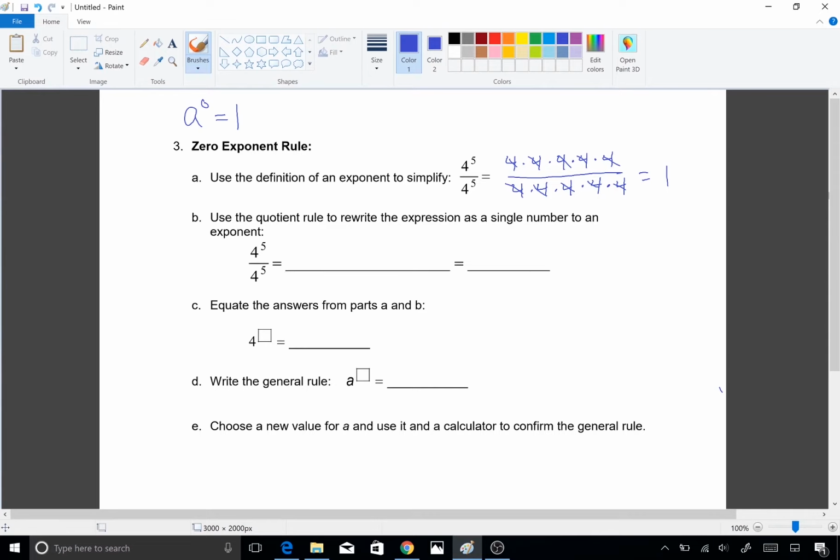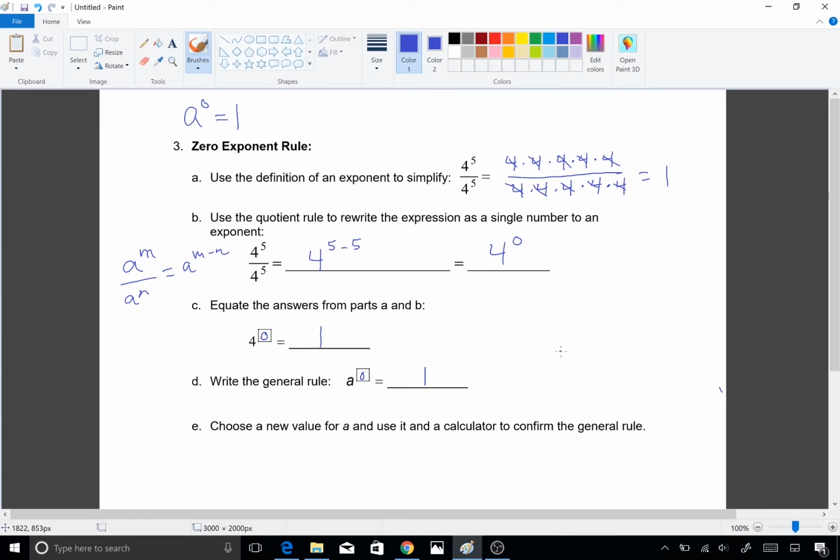Part B. Using the quotient rule, rewrite the expression. Remember that the quotient rule is what we covered in the last part. It said that a to the m divided by a to the n equals a to the m minus n. So we're going to have 4 to the 5 minus 5, and that's 4 to the 0. Equating these, we have 4 to the 0 equals 1. So our general rule is that a to the 0 equals 1.